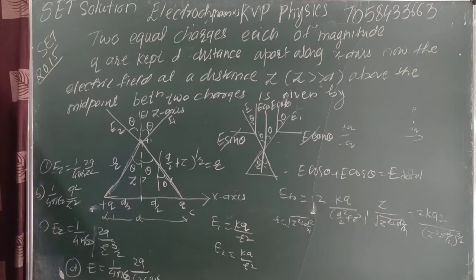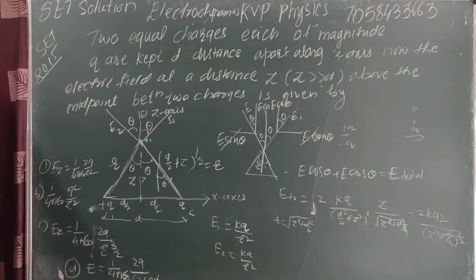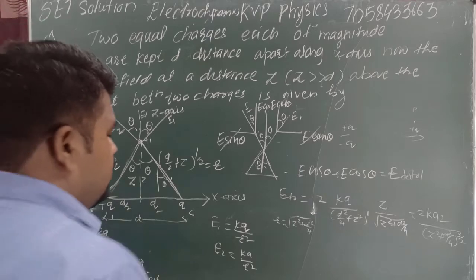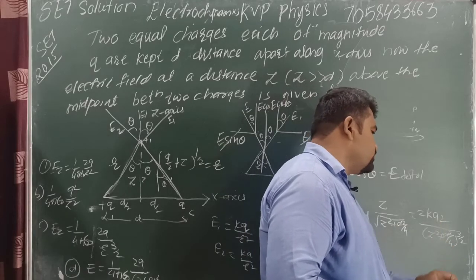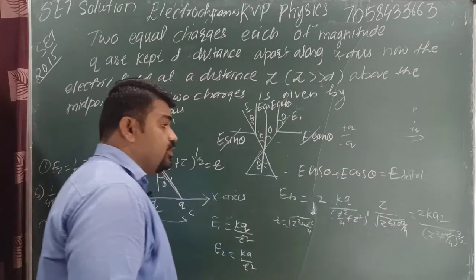Answer in which form? R to the power 3 form. R to the power 3 means Z square plus R square can be written. What is the final answer here? Final answer: E total is equal to 2KQZ upon (Z square plus D square upon 4) bracket to the power 3 by 2.